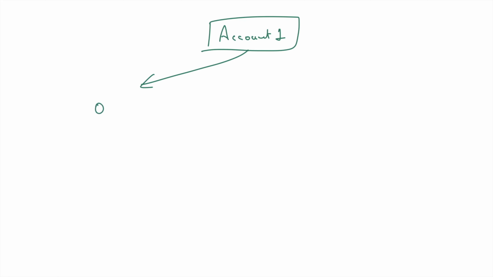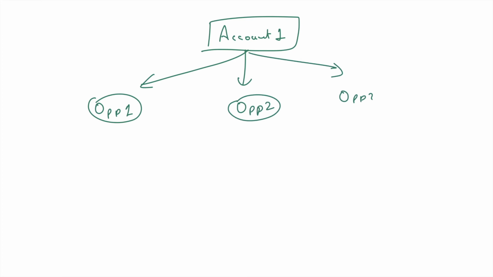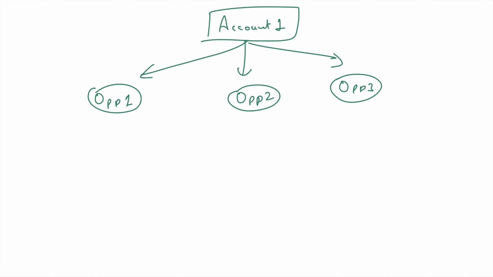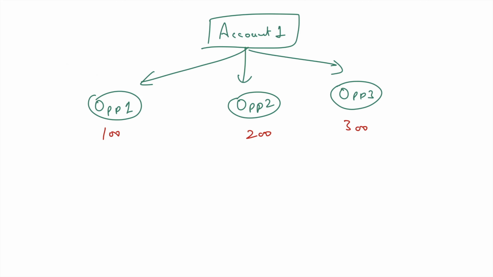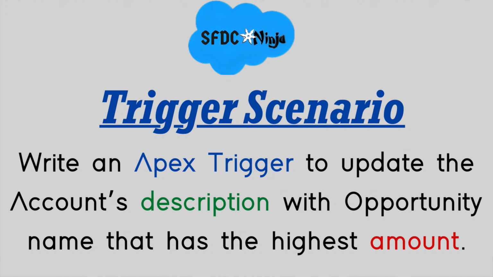Let's say we have an account record, Account 1, and on this account we have some related opportunities. Let's say OPP1, OPP2, and OPP3. Let's give amounts also. The amount of OPP1 is, let's say, 100, 200, and 300. Now we need to update the account's description with the name of OPP3. Why OPP3? Because this opportunity has the highest amount. So this is what we need to do today.